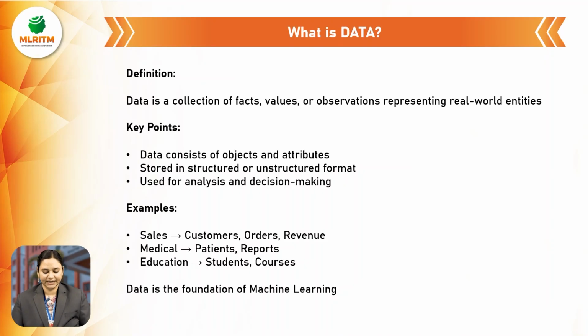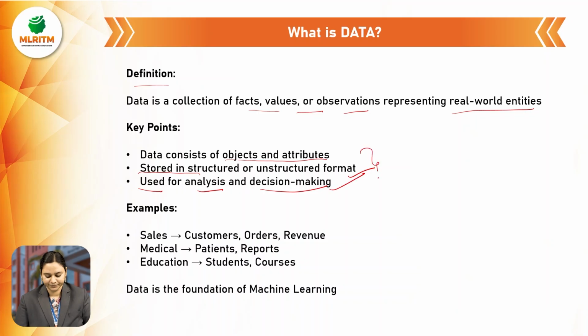The course code is 2260546. What is data? Here is the definition. Data is a collection of facts, values, or observations representing real world entities. Here we have some key points for data. Data consists of objects and attributes. Data is stored in structured or unstructured format. And another one is data is used for analysis and decision making purposes.